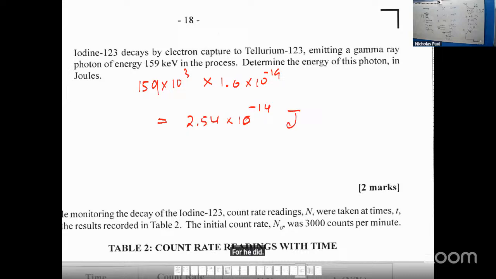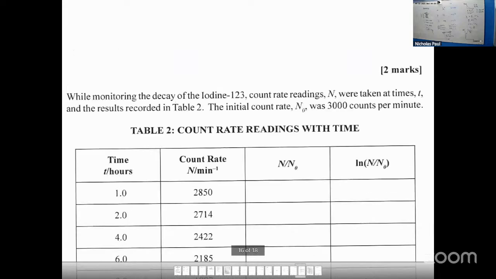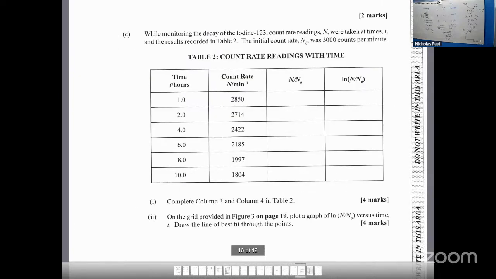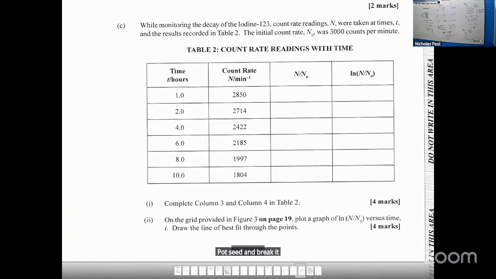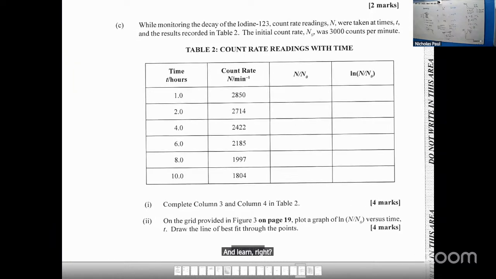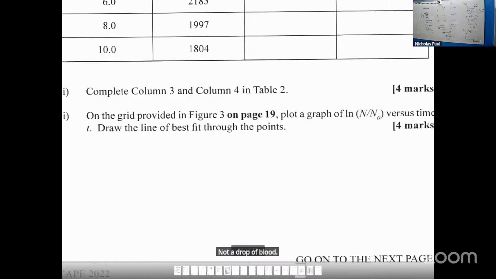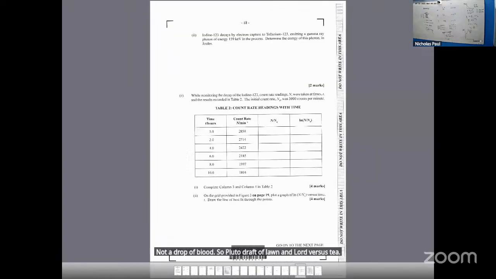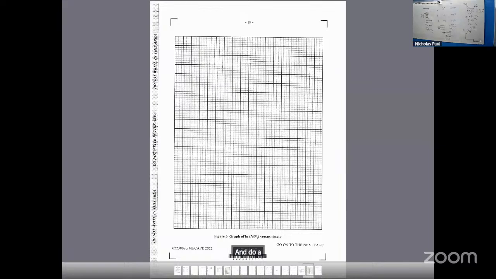And let's go again. Part C. I'll just take N on N naught and ln from the table. Plot a graph of ln N over N naught versus t, and do a best fit. So that's the best fit line you got.